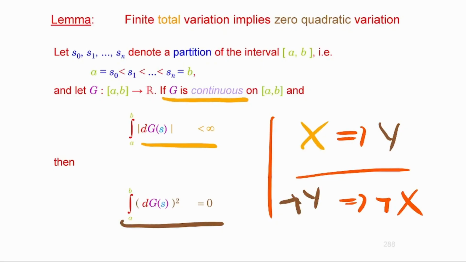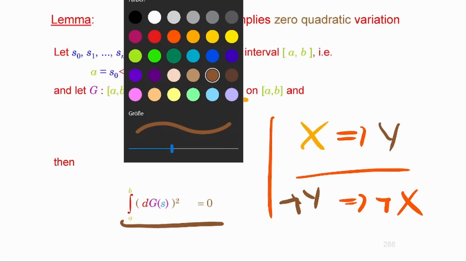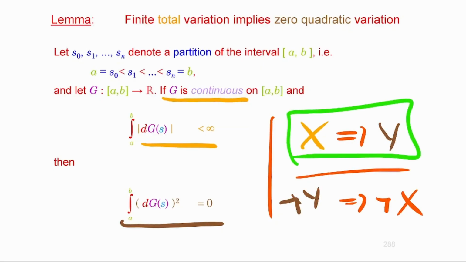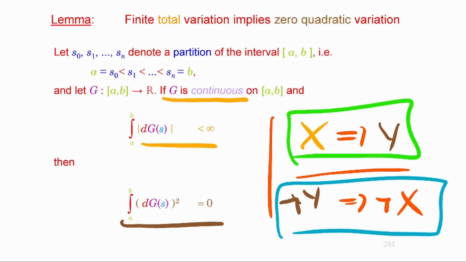So it's enough to prove that. It is enough to prove this statement, because if this statement is true, then the other is also automatically true. So you don't need to prove it twice. You just simply prove it once. Let me say it again. If a function has a finite total variation, then its quadratic variation is going to be 0. Which implies, on the other hand, that if the quadratic variation of a function is not 0, then the total variation of the function will not be finite. Do you understand the point?